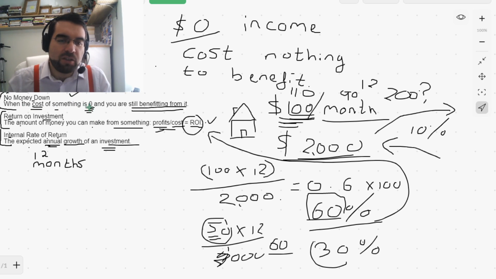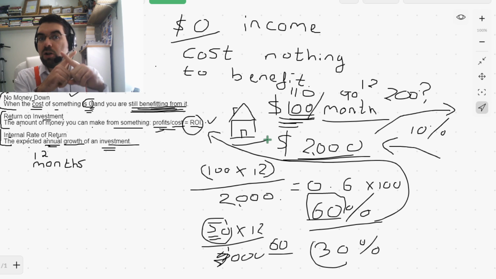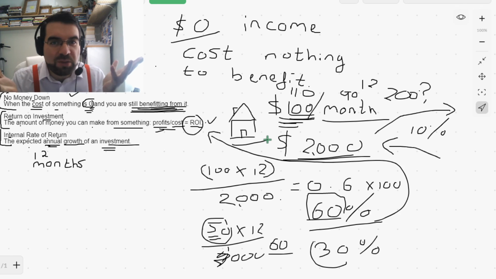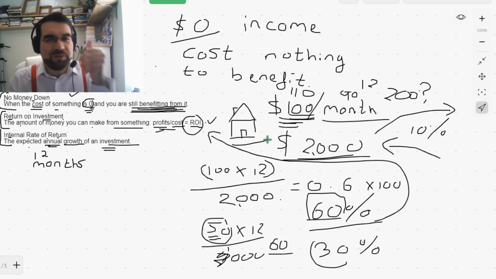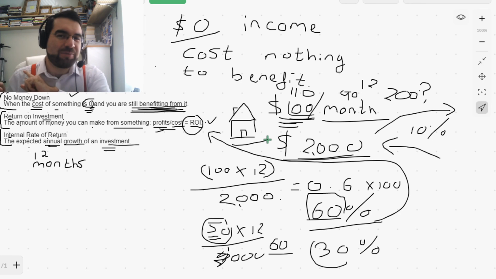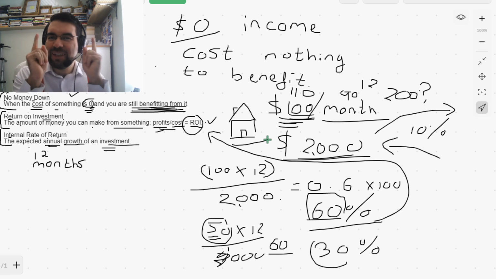So when the cost of something is zero and you're still benefiting from it, this house might have no cost, yet I'm still making money from it. How cool is that? Very cool. How cool is that, Language Explorers? Let's keep exploring.